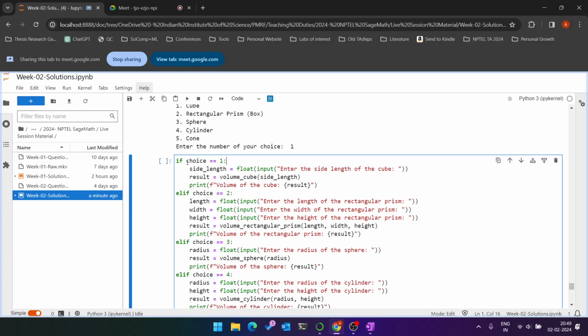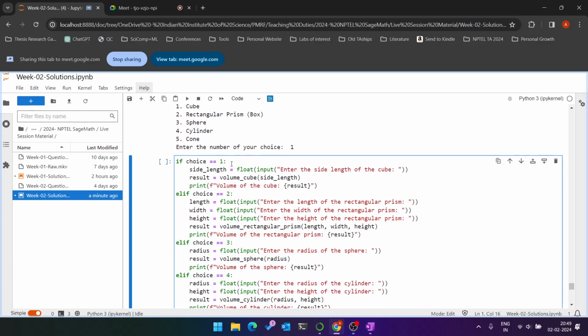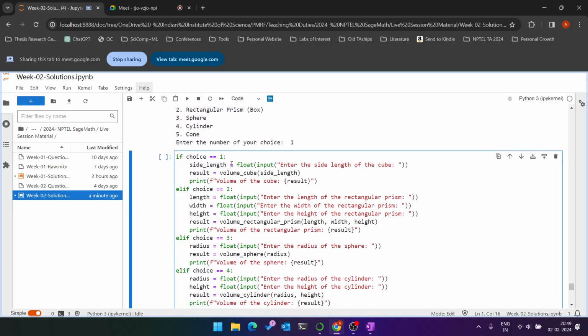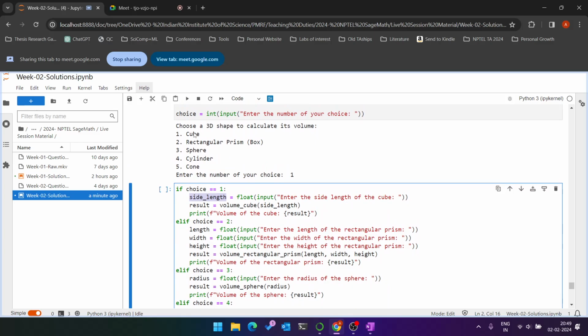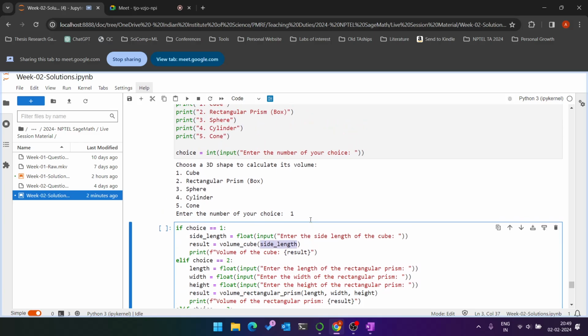So I'm doing this. I have created a series of conditionals one after other, and I'm just saying that if the choice is one, which means it's a cube, then I only need the input called side length. I ask the user to input the length of the side of the cube, calculate volume of the cube using my volume cube function with input as side length, and just print the volume of the cube.